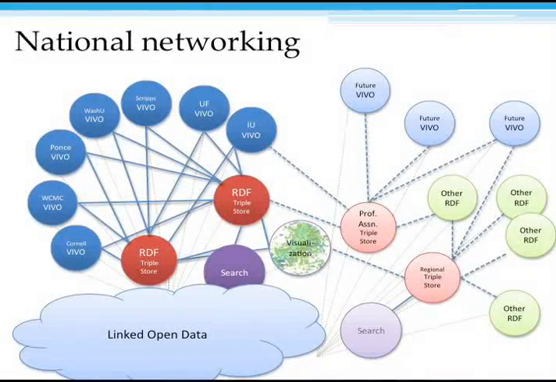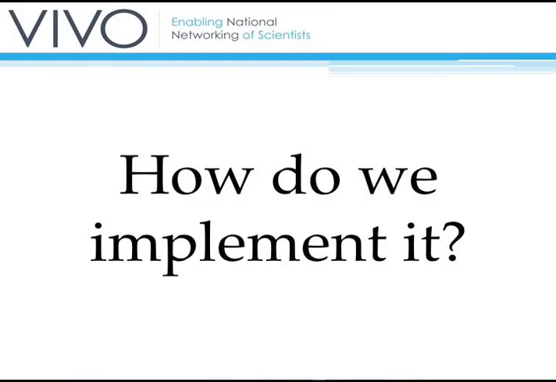So the national networking piece draws, as I said, from these individual participating institutions and their individual VIVOs, builds up these RDF triple stores, does search across them, does visualization, and then networks in with other sites as well that might provide either VIVO ontology compatible information about their people, or other RDF that we can map to it. It can be used by, for example, a professional association, either as a consumer of information about faculty at an institution, or in turn a provider of information back to National VIVO. So lots of possibilities, and all part of the linked open data web. So now we'll talk about how we implement it, and I'll let Val take over here.